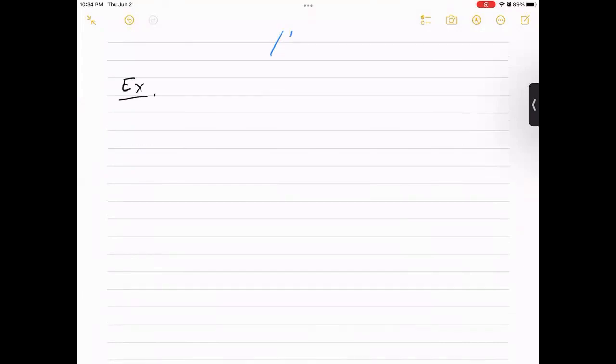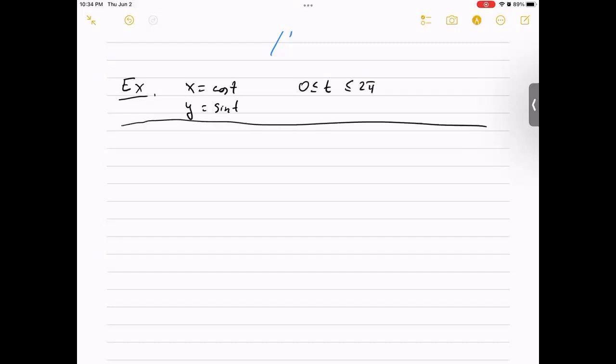Let's consider an example where x equals cosine t, y equals sine t, and t is between 0 and 2 pi. Often when we look at parametric equations, we think that the parameter t is time, and x and y are coordinates of a point on the xy plane. So when time progresses, the point moves on the xy plane.